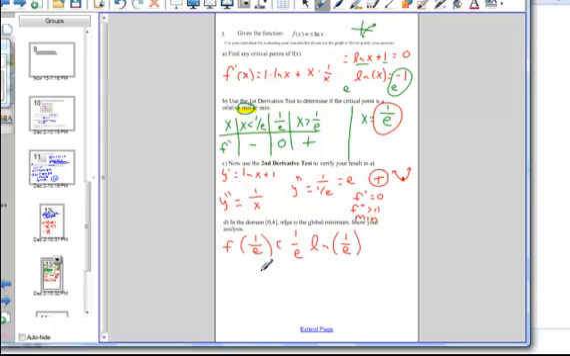And, if you have trouble figuring this out, let's actually put this on another page so that we can see it a little bit more clearly.